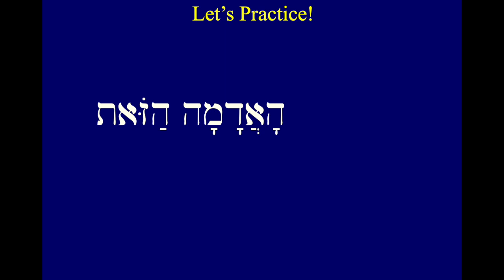Ha-adama hazot. Remember, Adam means humanity, person, Adam. Adama means the soil or the ground. Ha-adama is the ground. Hazot is the this. Notice that zot is coming afterward. Adama is feminine, singular. That hey at the end tells you that. Hazot is feminine, singular. It's agreeing in gender and number and agreeing in definiteness. They both have the definite article, and it comes after. So it would be this land. That's an attributive adjective.